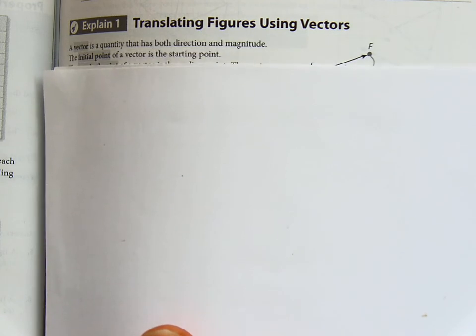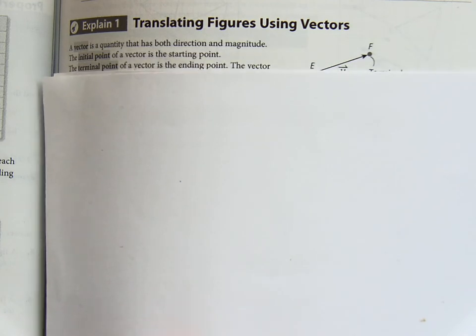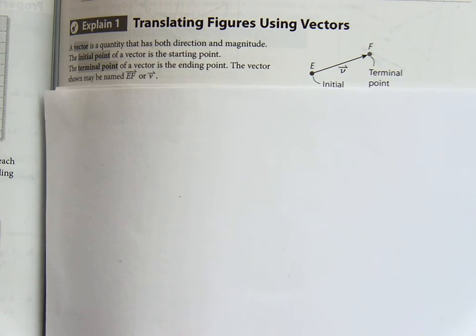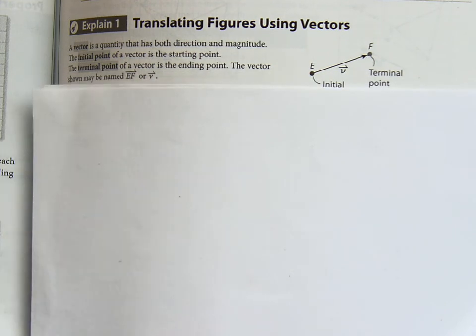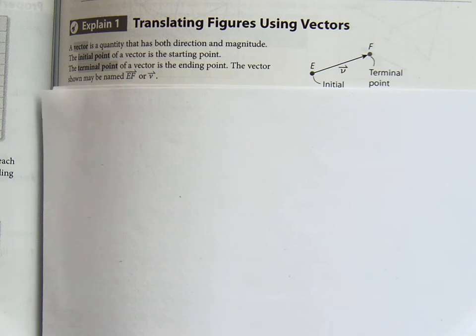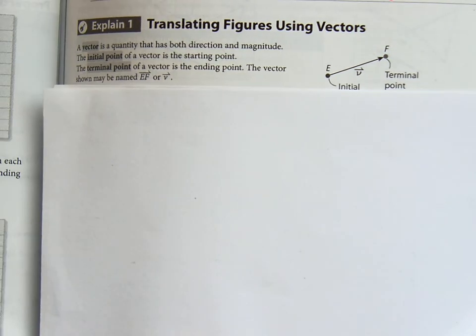So a vector is a quantity that has both direction and magnitude. And magnitude, you can kind of think of it in terms of how much in that direction. So just because I turn left or right, magnitude can be an example of how far do I go left or right. The initial point of a vector is the starting point.